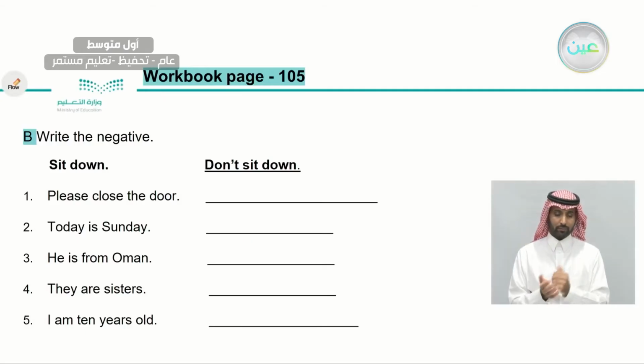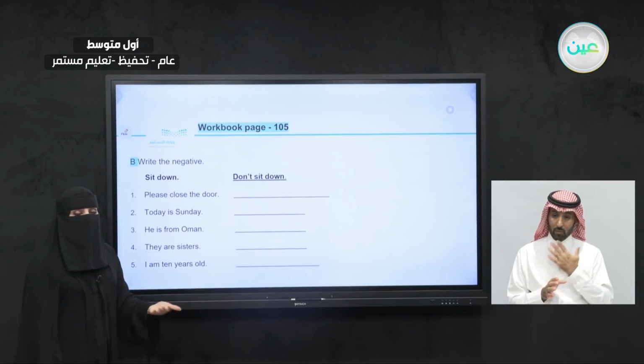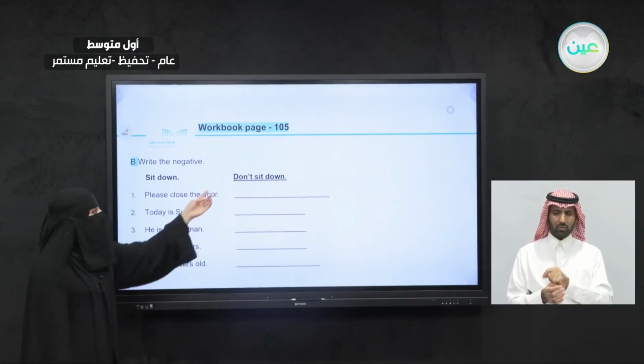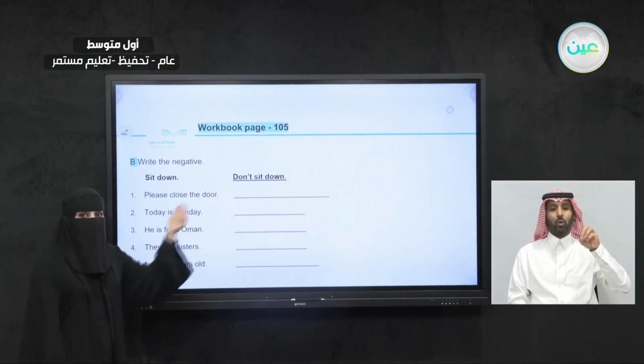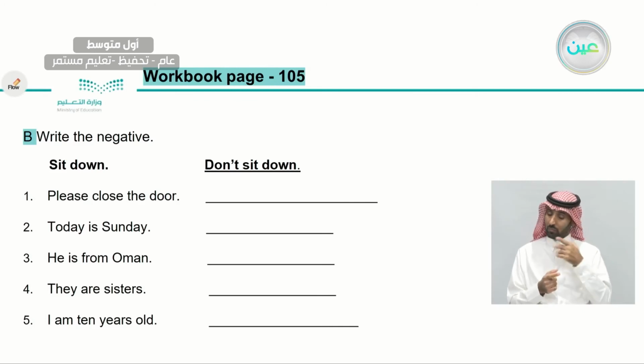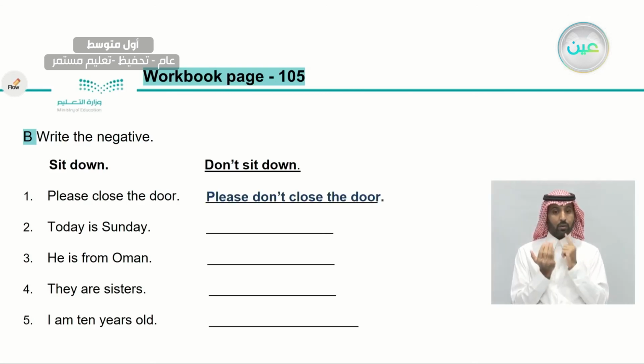Let's go to the next exercise B, write the negative. Look at this example right here, sit down. I'm asking you to sit down, please sit down. If I ask you not to do that, how can I make it negative? Don't sit down. Good job. Let's look at number 1. Please close the door. If I ask you not to do that, how am I going to do that? Please don't close the door.